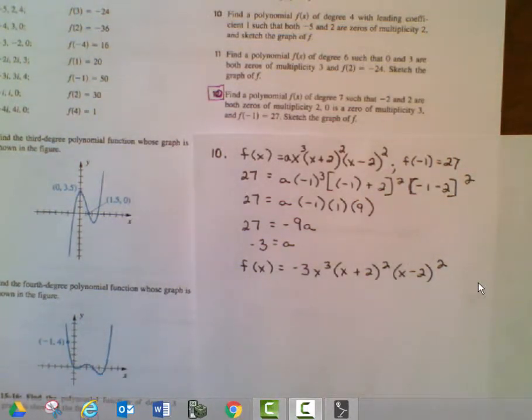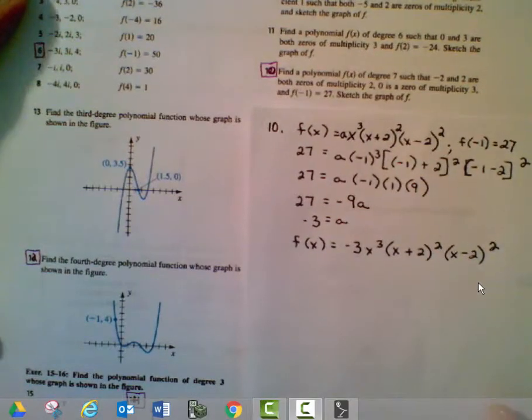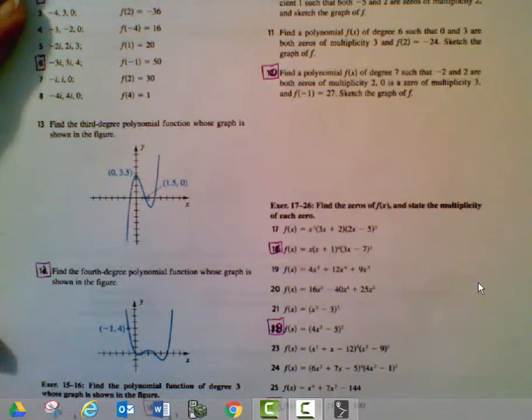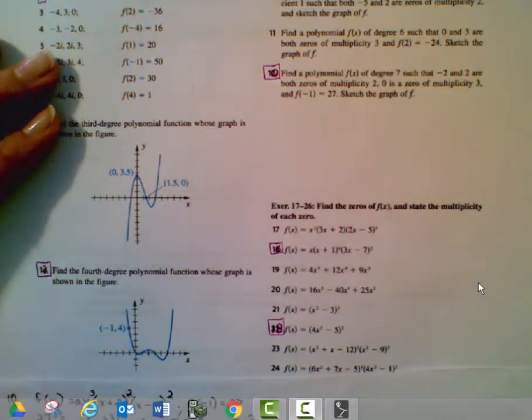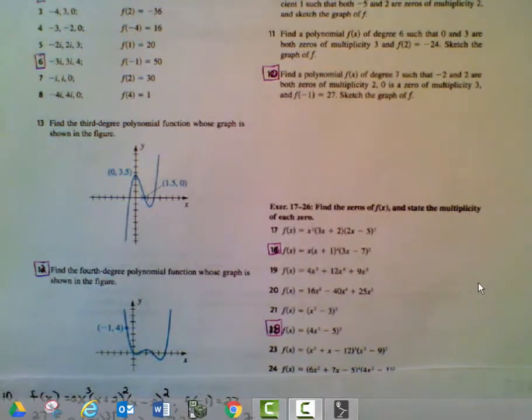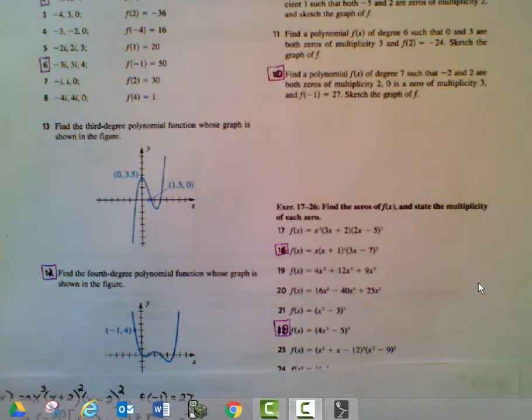All right. I have 2 more of these. And number 12 says find a 4th degree polynomial whose function is shown in the given figure.